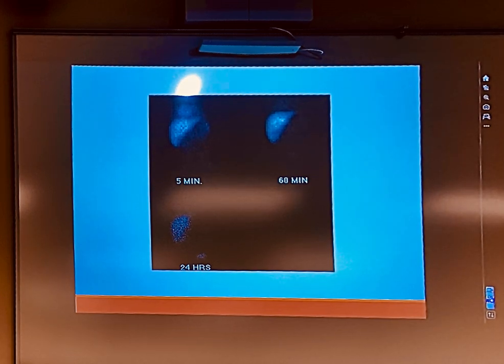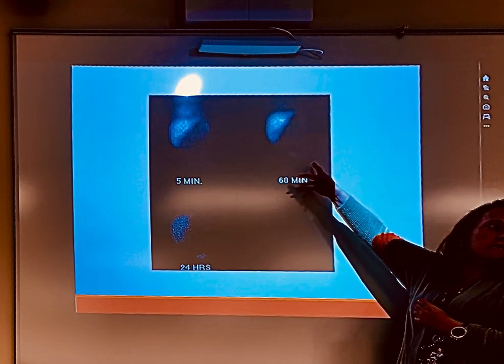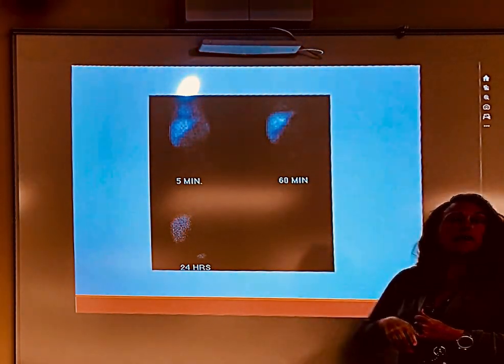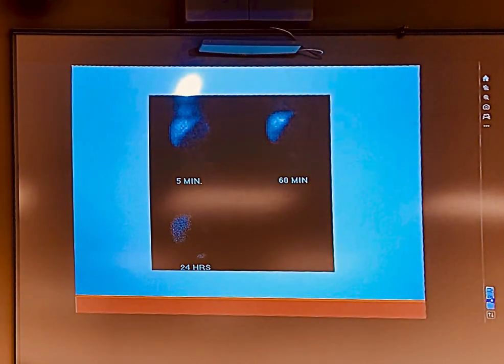So here's what we were talking about with decreased hepatocellular function, right? At 5 minutes, you still have heart activity. At 60 minutes, you have liver still. At 24 hours, you still have liver activity, and kidneys and bladder. Kidneys and bladder on HIDA scan means that the body has started to break down that amino acid chain, which is the IDA, and now it's being processed by the kidneys. So you still have liver at 24 hours. So this patient has some kind of obstruction, or they just have hepatocellular dysfunction.